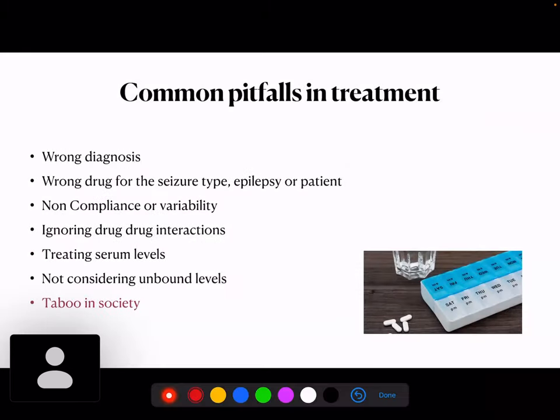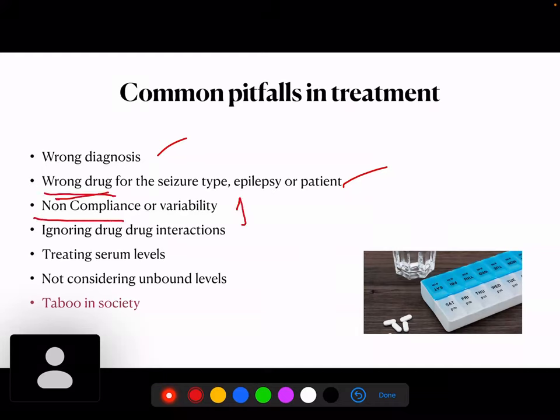The common pitfalls in treatment include the wrong diagnosis. It's not epilepsy at all, or it is a wrong drug for the seizure type. Sometimes the patient has focal onset, generalized onset, or myoclonic seizures as well, and you start giving carbamazepine. So the myoclonic seizures start increasing, and you think that the medications have failed and the patient cannot improve. No, you need to choose a better medication for that particular patient. You need to choose something that covers all these seizure types. For absent seizures, for example, valproic acid, levetiracetam, ethosuximide are important medications. So if you choose anything else, even at an appropriate dose, that is not a good trial. So you sometimes choose wrong drugs.